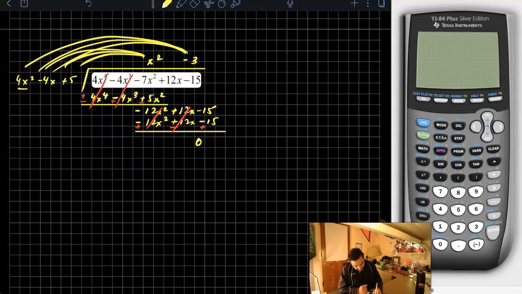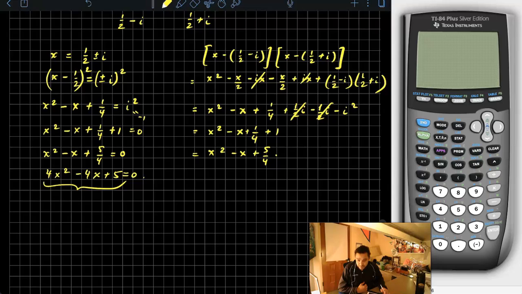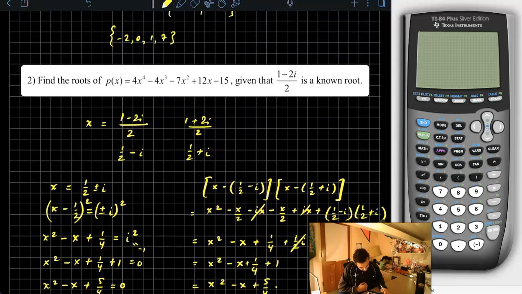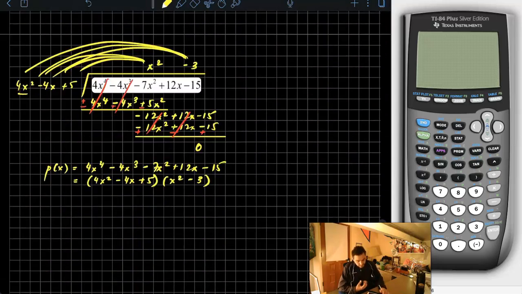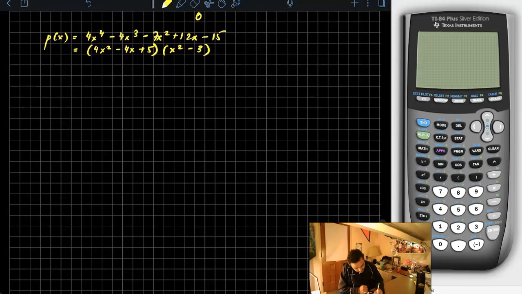So now what we've done is we've taken our polynomial p of x, which is equal to 4x to the 4th minus 4x cubed minus 7x squared plus 12x minus 15, and we've expressed it as a product of 4x squared minus 4x plus 5 and x squared minus 3. Now that we have it in factored form, we can go back to the original question, which is asking us to find the remaining roots. Now, it's a quartic polynomial, which means it has 4 roots. We had found 2 of them. The other 2 are going to come from this.